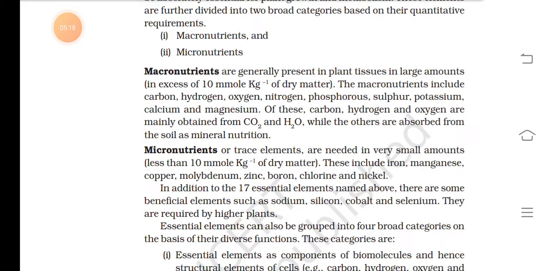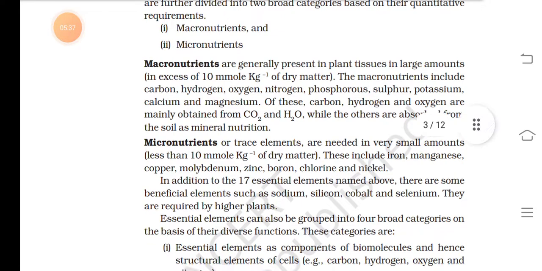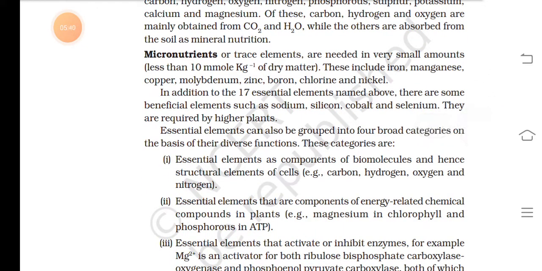The macronutrients include carbon, hydrogen, oxygen, nitrogen, phosphorus, sulfur, potassium, calcium, and magnesium. Of these, carbon, hydrogen, and oxygen are mainly obtained from CO2 and H2O, while the others are absorbed from the soil as mineral nutrition. Micronutrients, or trace elements, are needed in very small amounts, less than 10 millimole per kg of dry matter. These include iron, manganese, copper, molybdenum, zinc, boron, chlorine, and nickel.